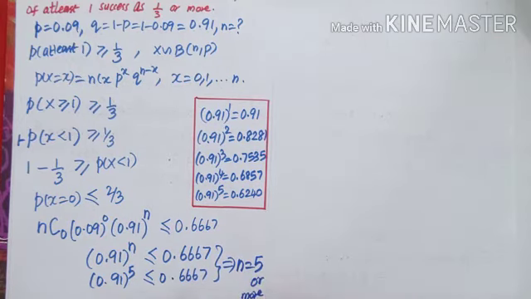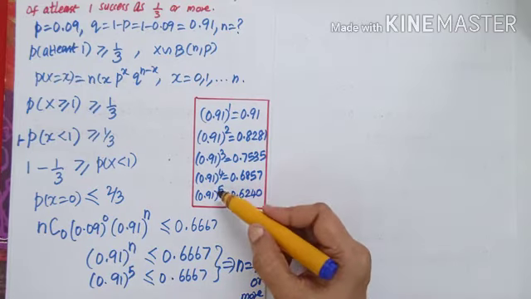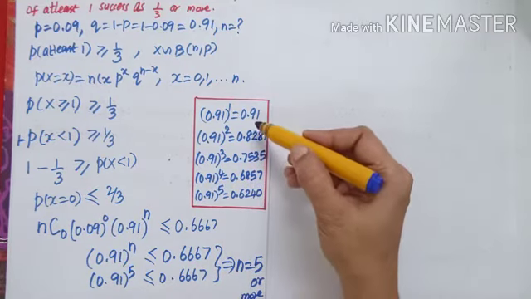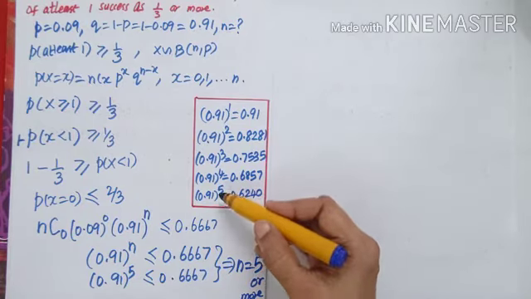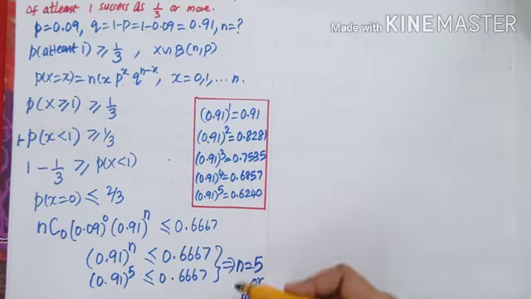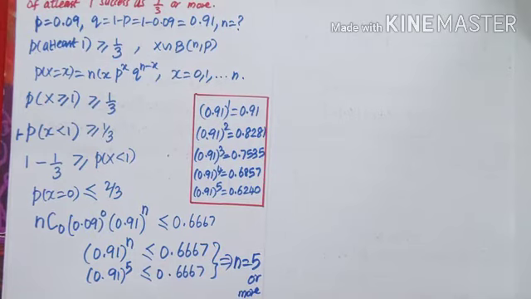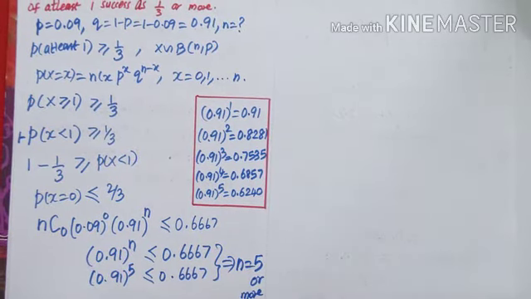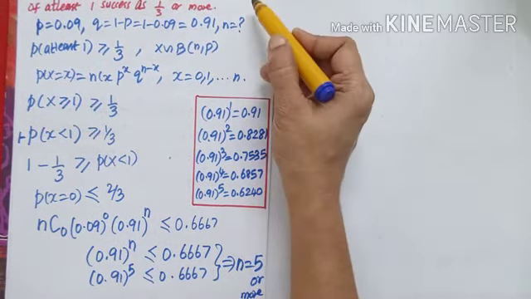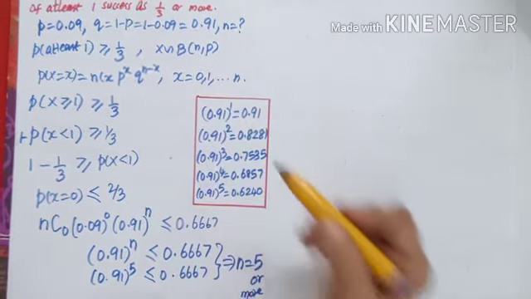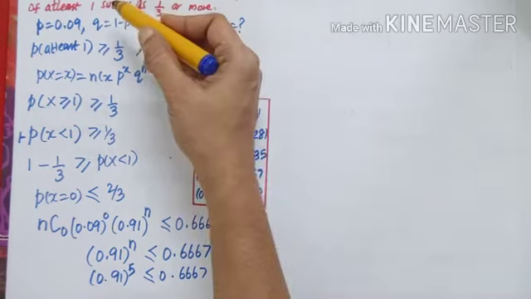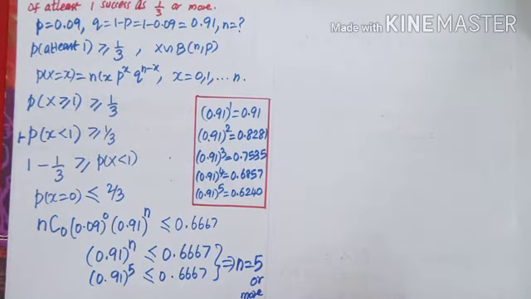As I keep on doing, power 5 is this number. See, the numbers keep on decreasing. So after 5, all my answers will be below this number. So my answer is n is equal to 5 or more. So write the answer: the probability of at least one success being 1 by 3 or more means the number of trials will be 5 or more.